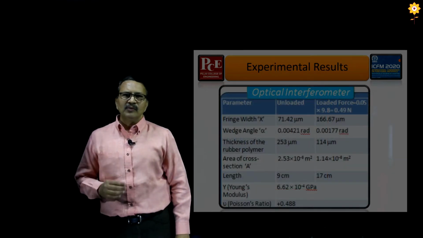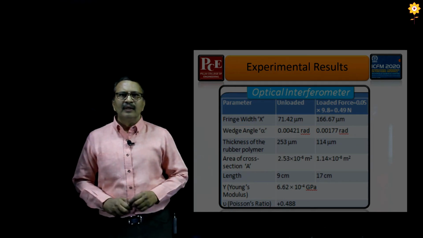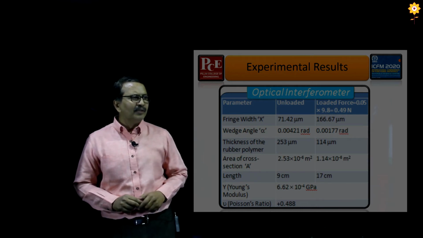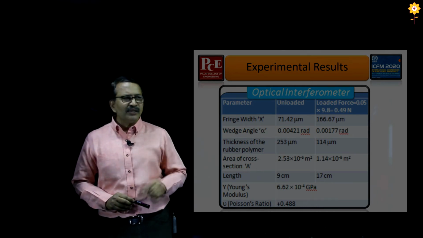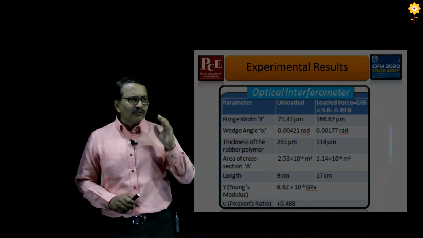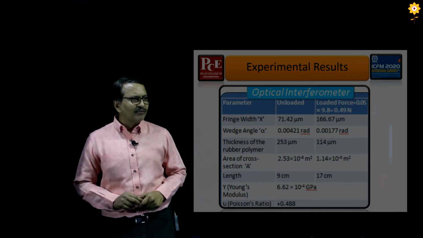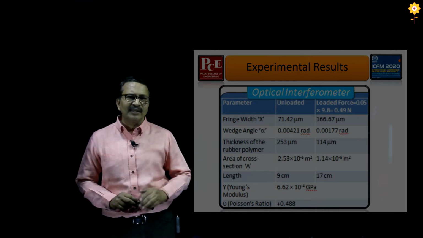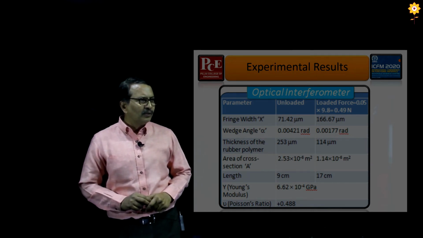Now it is time to take a look at the different kinds of results that we have obtained. The very first results we are going to discuss are those of the optical interferometer. In the first case, you will see that the header of the very first column is parameters, followed by unloaded, which means the values when no load is given, followed by the loaded force, which is equal to 0.05.